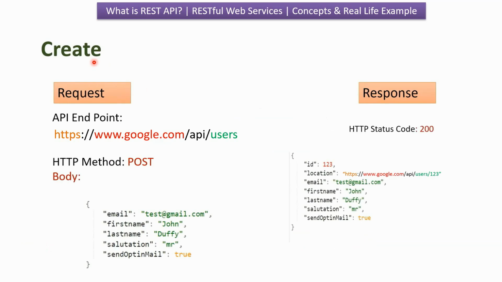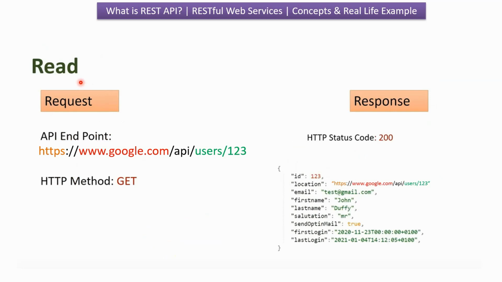Suppose we want to create the user resource, then the API endpoint will be like this, and the HTTP method should be post, and in the body of the request we have to send this payload. The payload contains user information like email, first name, last name, etc. Once this request is sent to the server, it creates the resource and assigns some unique ID, in this case 123. Then the server sends HTTP status code 200 back to the client along with the created resource.